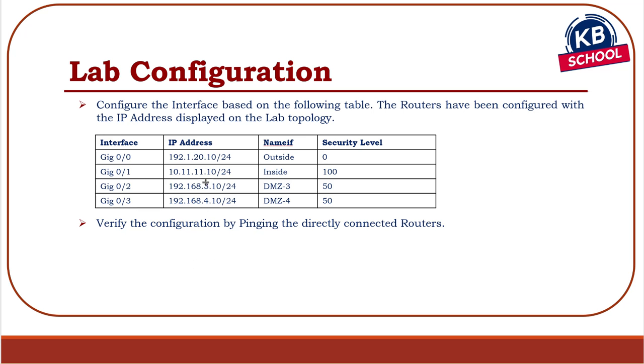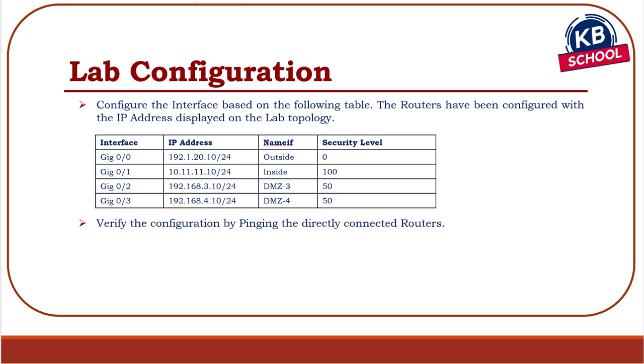ASA. This is what I want to do, Gig 0/0. I want to assign it an IP address of 192.1.20.10. Give it a name of outside, a security level of 0. Assign the Gig 0/1 interface 10.11.11.10, inside with a security level of 100. The DMZ3, DMZ4, the names are there. Security levels, I want to keep it the same because I have a lab in mind that we'll be doing later on for the same security level.